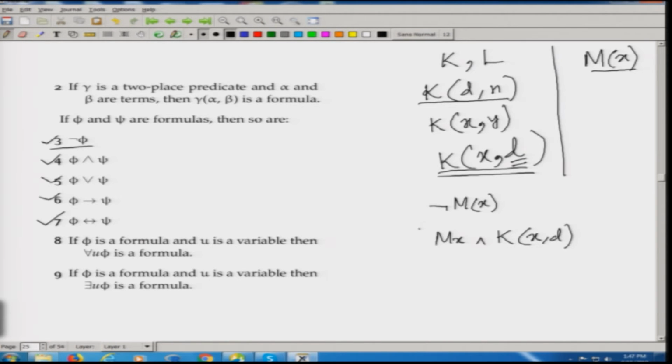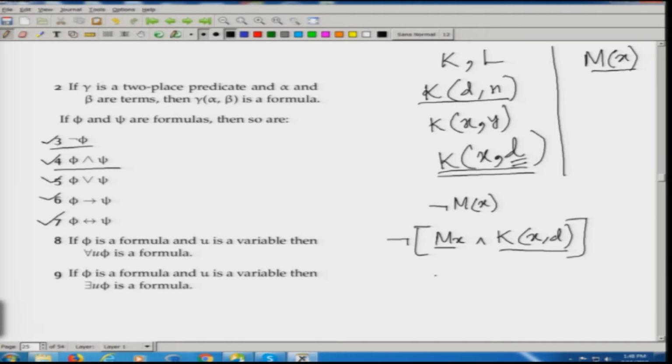kxd. What is the rule I used here? I used 4. Because mx is a formula and kxd is a formula, I can have another formula which is mx and kxd, and then because this is a formula, I can now use neg and I can make it this. So this too is a formula. So by the same token, I can extend this rule.